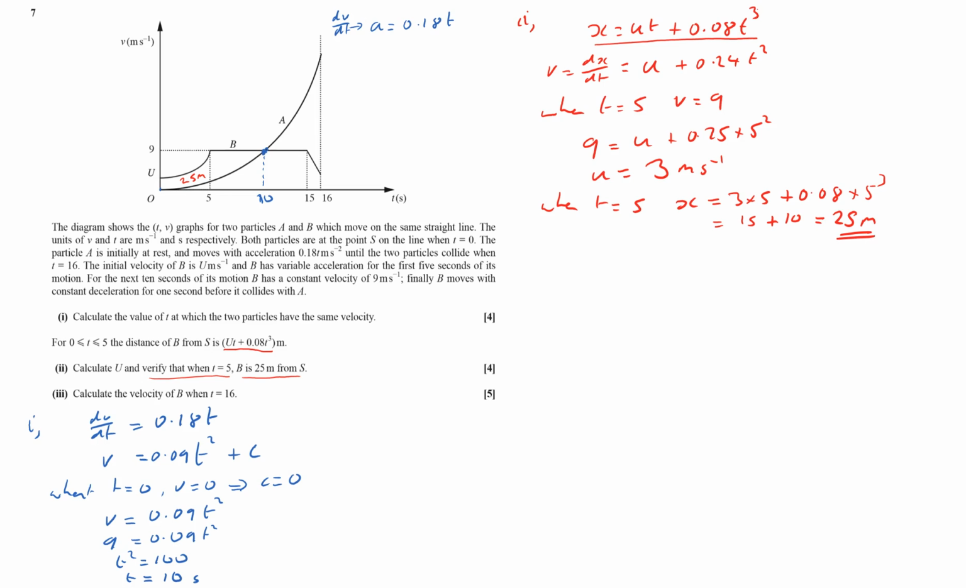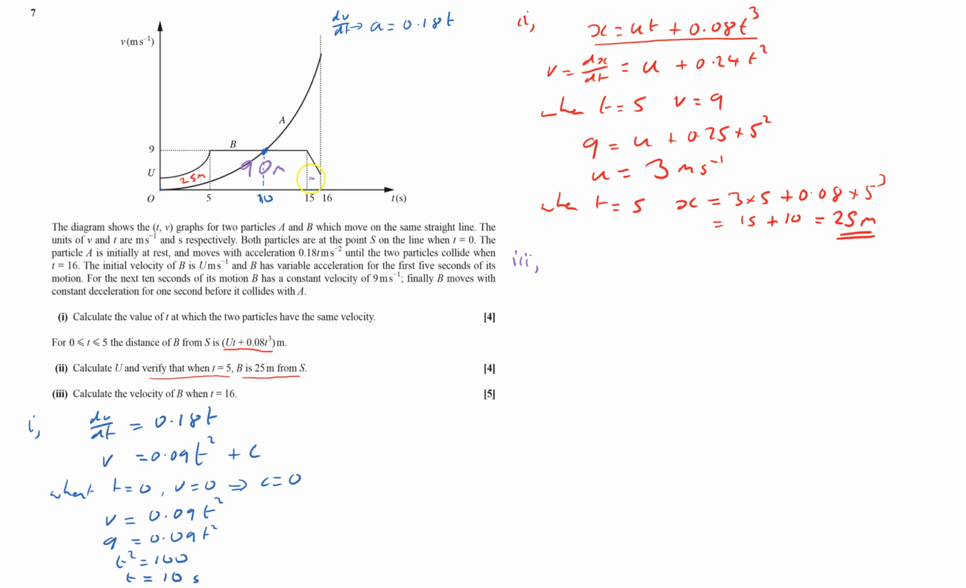Part 3, let's go purple. Part 3, calculate the velocity of B when t equals 16. So I want to know how fast B is going when t equals 16. So that's when they collide. So what I need to do is I need to find out how far A has gone, and then I can work out how far this is. Because I know that's 25 meters, and from 5 to 15, that's 10 seconds there by 9. So that bit there will be 90 meters, plus the 25 meters to start off with.